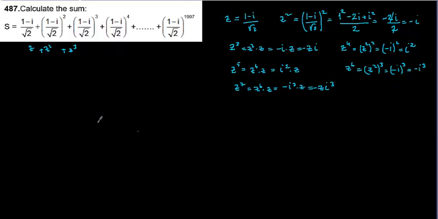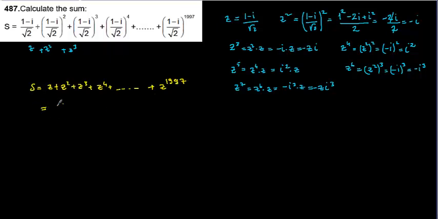And I'm writing here, what is the sum s? S is equal to z plus z square plus z cube plus z to the power of 4, and it's going to continue like this. I'm going to write z to the power of 6, z to the power of 7 also, plus, up to z to the power of 1997.